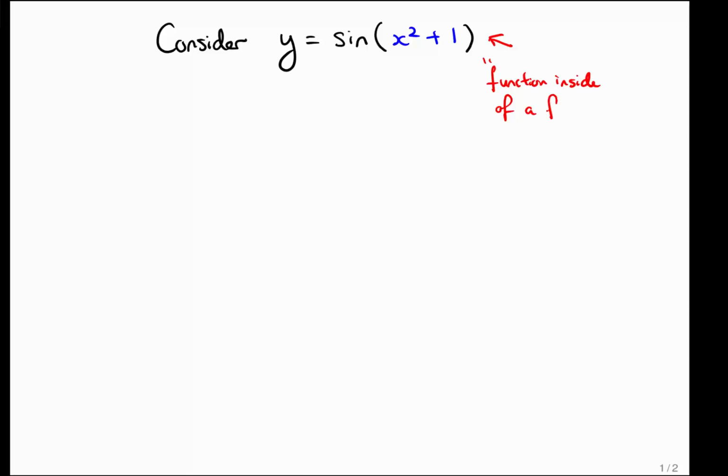Now, consider the function y is equal to sine of the quadratic x squared plus 1. Since x squared plus 1 is a function in its own right that has been thrown into the function that sines everything, we thus have a function inside of another function, or what's commonly called a composite function.